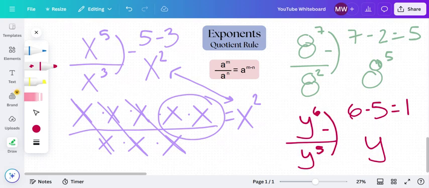Some people get mixed up and think if there is no exponent, the exponent is 0. So if there is no exponent written up there, it is 1. So y to the sixth divided by y to the fifth equals y.